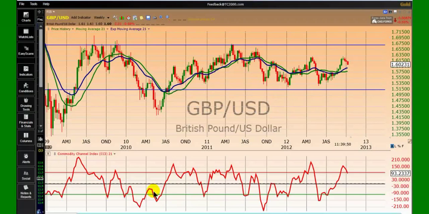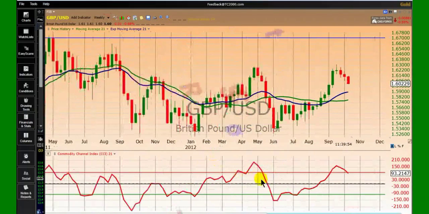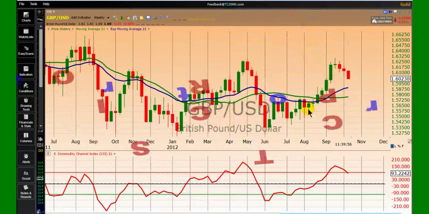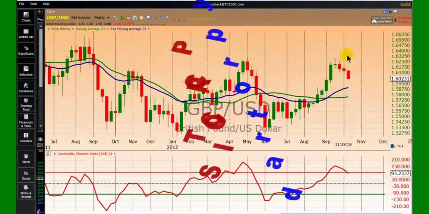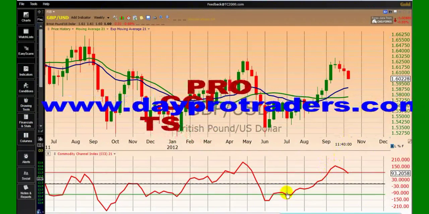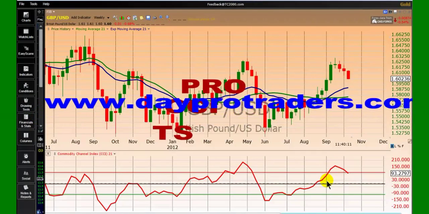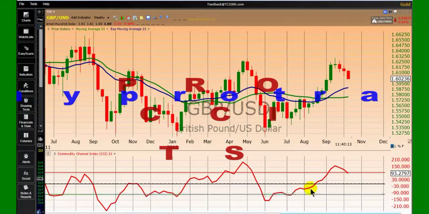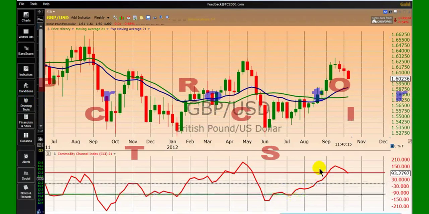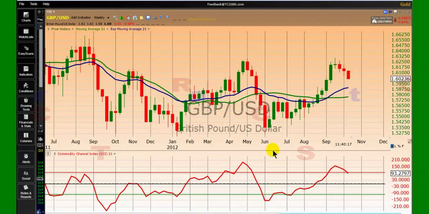So here we can see that the CCI right here is rising. At the same time, the price is also rising. If the price was going down, the CCI would also be going down. Sometimes you will see a divergence due to volatility or distortion, but very often the CCI is positively correlated to the price itself, the number one indicator.